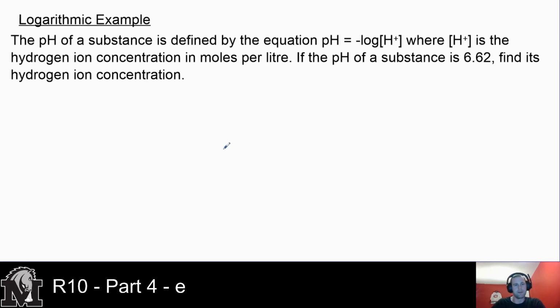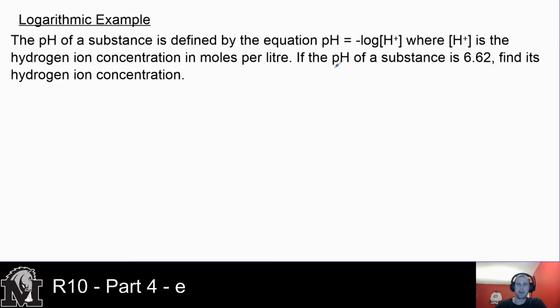Our last example here actually doesn't have anything to do with Euler's number e, but it's just what I thought was a good word problem, an example of something that you could see. So the pH of a substance is defined by the equation pH is equal to negative log of H+, where H+ is the hydrogen ion concentration in moles per liter. So this is going to be a little bit more familiar if you've taken chemistry, and if you haven't, it's okay. It's just a mathematical equation that we can manipulate and solve. If the pH of a substance is 6.62, find its hydrogen ion concentration.